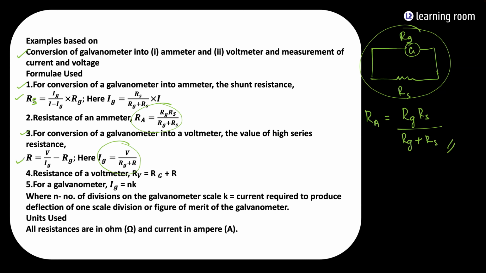Next is, if this resistor is connected in series to the galvanometer, the galvanometer's resistance is Rg, and you're going to connect a series resistor here. So this whole device is going to act like what? This whole device, galvanometer plus that series resistor, is going to act like a voltmeter. So what is the resistance of the voltmeter itself? What is the resistance of the voltmeter? Rg plus R.